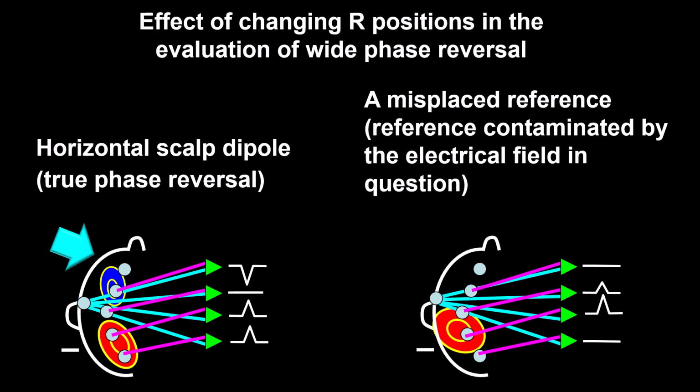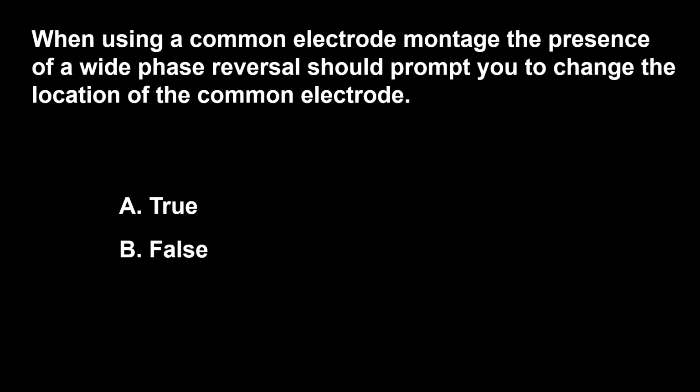I've done this to show you the effect on a true phase reversal, which is that the phase reversal will persist, contrary to what happens if the reference is contaminated, in which the phase reversal will disappear. The problem is that this is contingent on you changing the reference electrode to the right place, that is, to a neutral place. So the answer to this question is true.